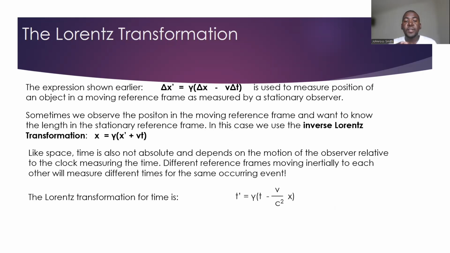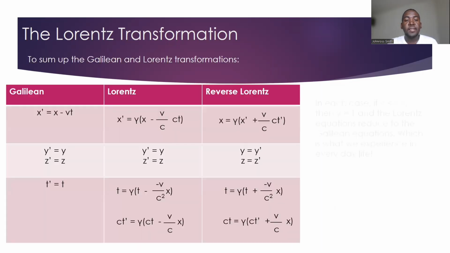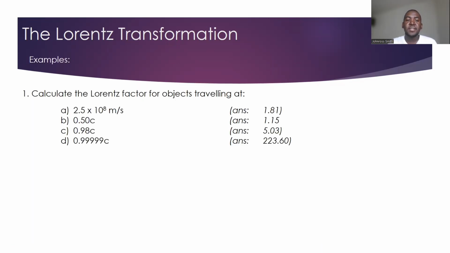Right? And also what this gives us as well is that we have the Lorentz transformation for time. Right? And these will be used in some examples right now. So here we have: calculate the Lorentz factor of the following traveling objects. Given the speed of the object, all we do is input it in our formulas, and we will get these different numbers.